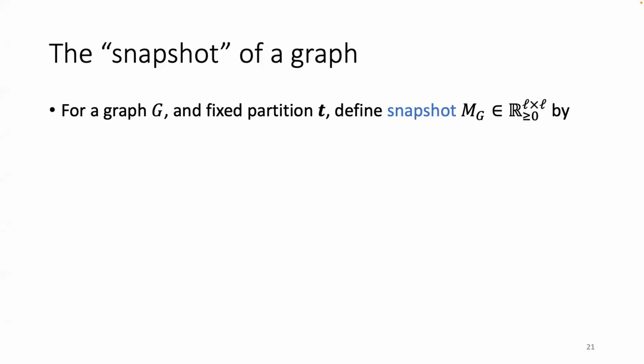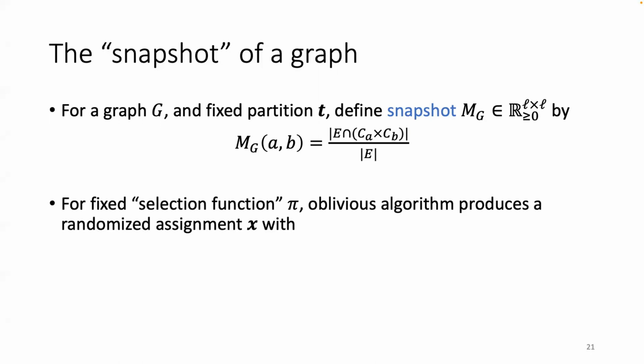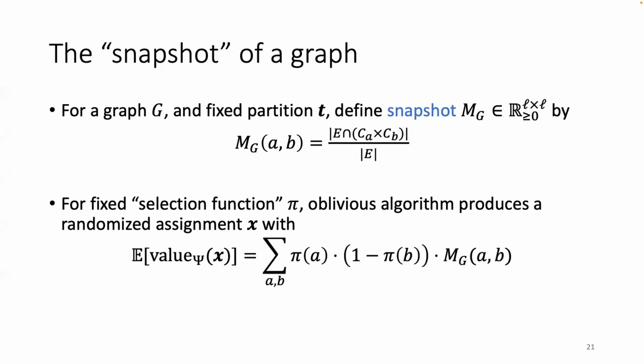For a graph and some fixed partition of the space of possible biases, we define a matrix, which we call the snapshot of a graph. This matrix just counts the number of edges in the graph that go from class A to class B for each pair of possible classes. So this matrix has non-negative entries that sum to 1. The reason this matrix is so useful is that the expected value of the assignment produced by an Oblivious algorithm is just a linear function of the entries of this matrix.